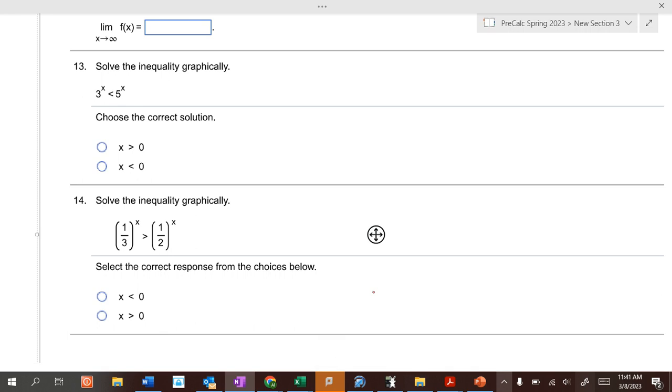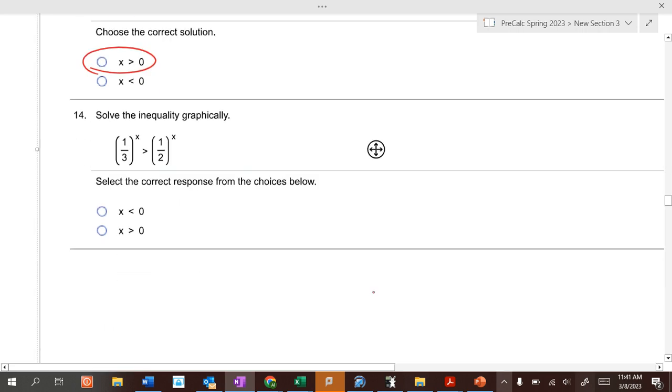So if 3 to the x is smaller than 3 to the 5, if each of these is, like, the second power, is that a true statement? Is 9 less than 25? Yes, so x would have to be greater than 0 for this to work, okay?